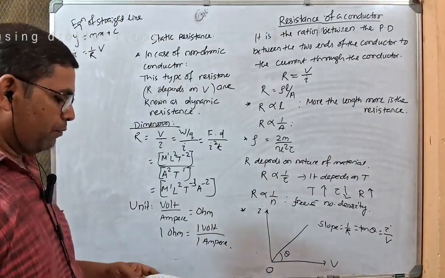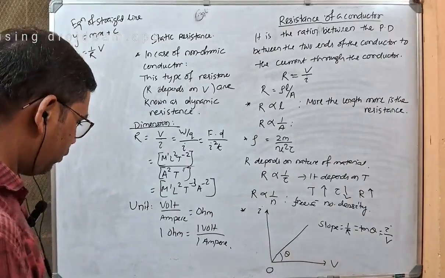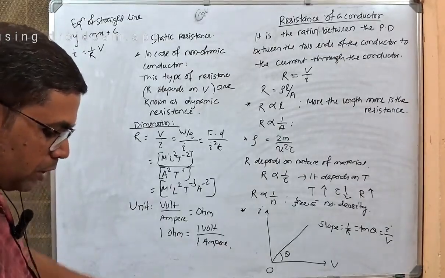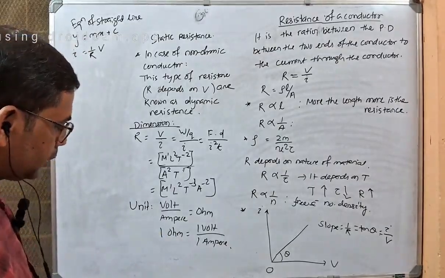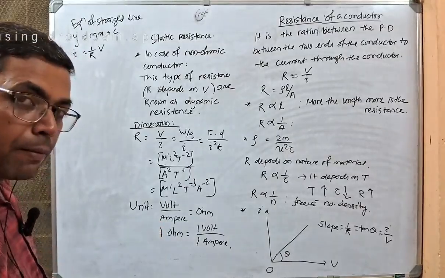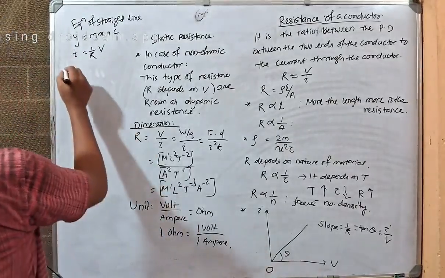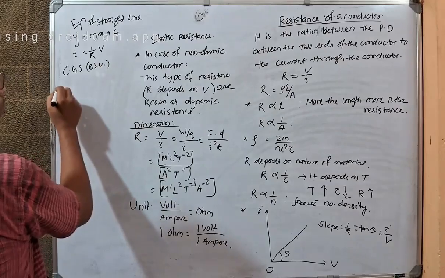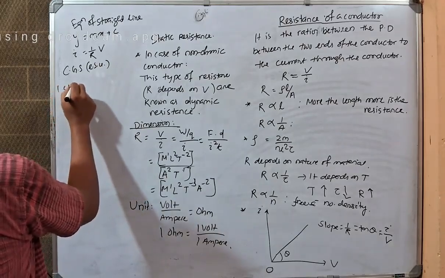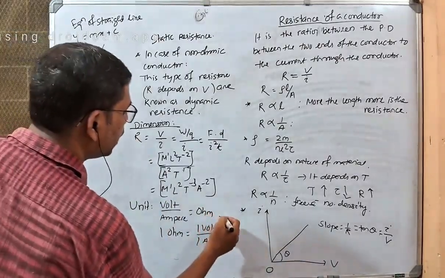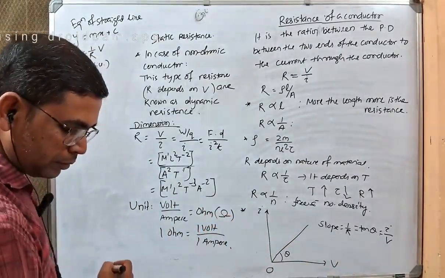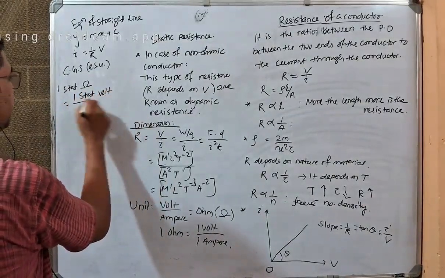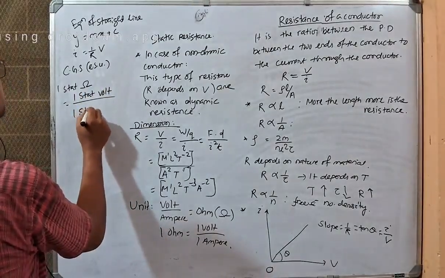So this way we define its magnitude. And this is the SI unit. In CGS unit, it will be stat volt by stat ampere. In CGS electrostatic unit, there are two. So 1 stat ohm, its symbol is omega, is equal to 1 stat volt divided by 1 stat ampere.